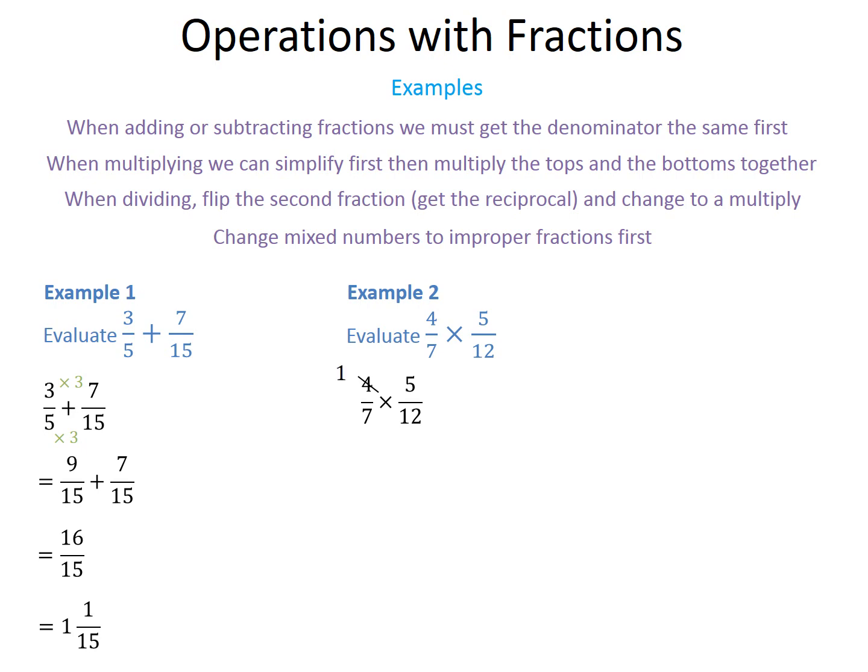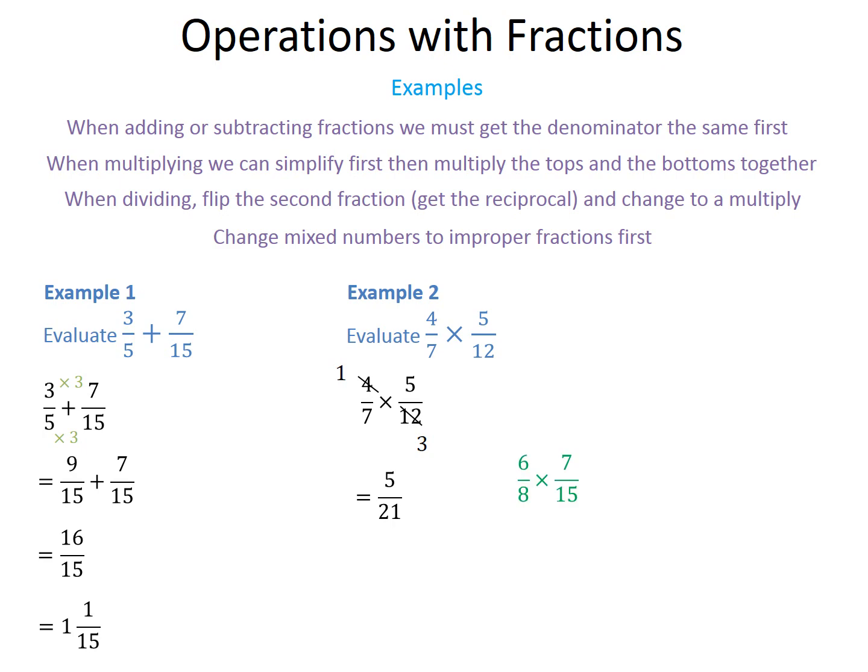So if I cross out the 4 and I put a 1, because 4 only goes into 4 once, and I cross out the 12 and I put a 3, because 4 goes into 12 3 times, that's my new fraction, 1 times 5 and 7 times 3. And so I write my answer underneath, and so it's 5 over 21.